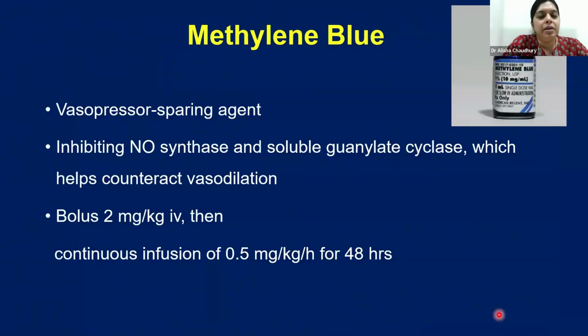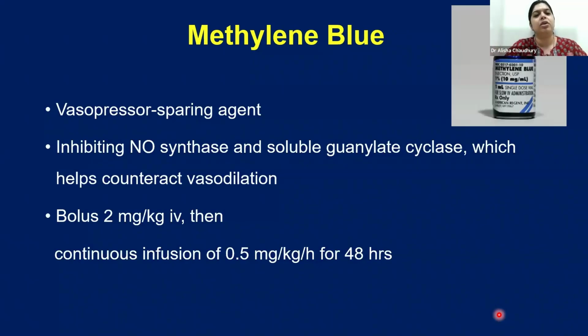A few lines about methylene blue. It is a drug which has recently been coming up because of refractory shocks. You have given all 3 vasopressors. You don't have anything left. What do you do now? So methylene blue, it's a vasopressor sparing agent. It will basically inhibit the nitric oxide synthase and soluble guanylate cyclase and counteract the vasodilatation.